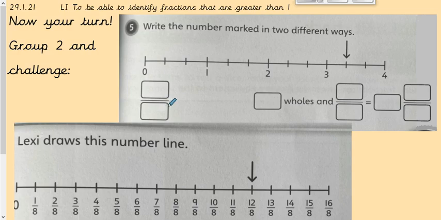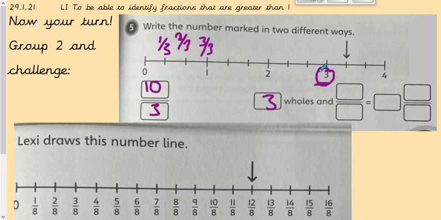The second part of group 2's questions, write the number marked in 2 different ways. So these are split into 1, 2 thirds. So each part is a third. And that would be 2 thirds, 3 thirds, and so on. So 4, 5, 6, 7, 8, 9, 10. So it's 10 thirds. And we know it goes past 3 wholes, but not quite 4 wholes. So it's 3 wholes and 1 extra third, which is 3 wholes and 1 third.